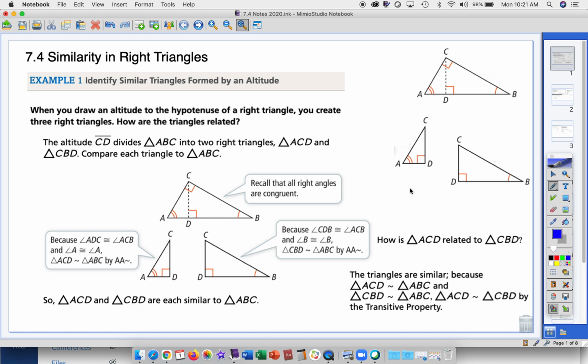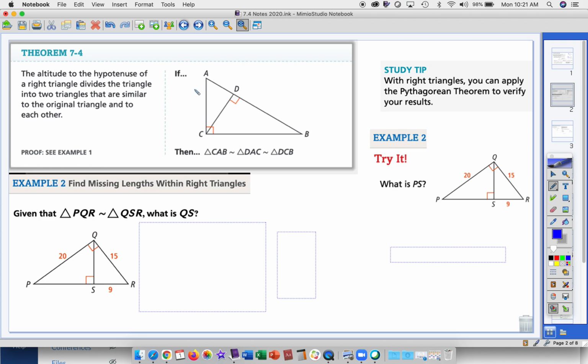Okay, so as we go through this section, I'm going to refer to the sides of the triangles. We've got 2 legs, one of which is always going to be shorter than the other. So we're going to refer to them as short, long, and hypotenuse. So when we say short and long, we know we're referring to the legs. Theorem 7.4: the altitude to the hypotenuse of a right triangle divides the triangle into 2 triangles that are similar to the original triangle and to each other.